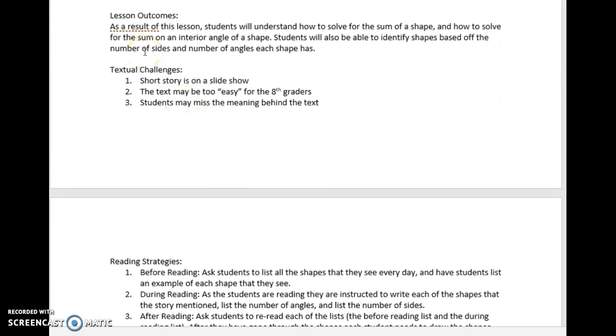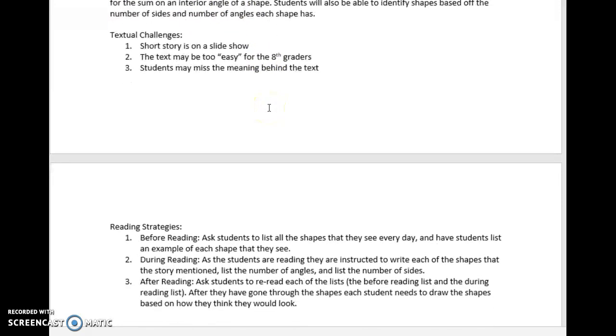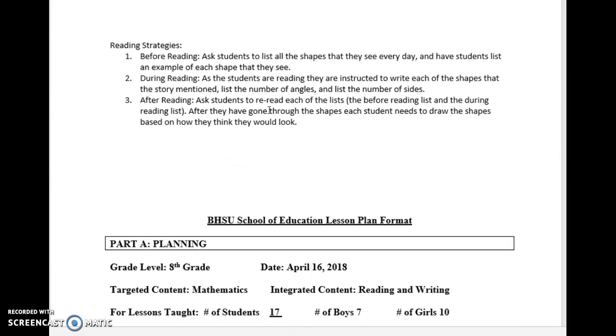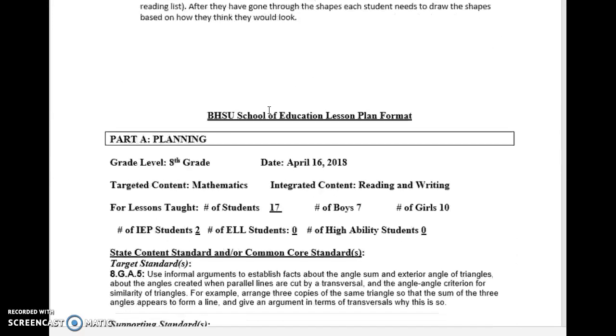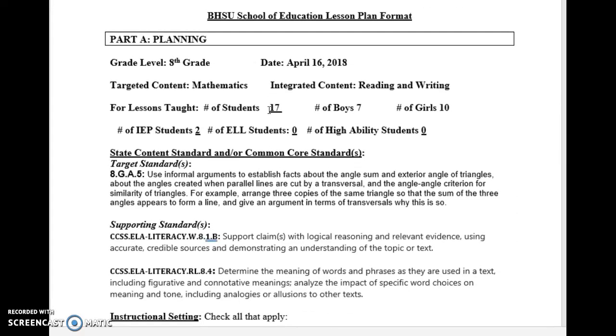So my lesson outcomes as a result of this lesson, again, I want students to understand how the sum of a shape, where that comes from, and how we apply that and what that really means. And I want them to also understand and realize that we can figure out not just the sum, but what one of those angles adds up to as well. So I have a couple of my reading strategies here. And then going on to my lesson plan.